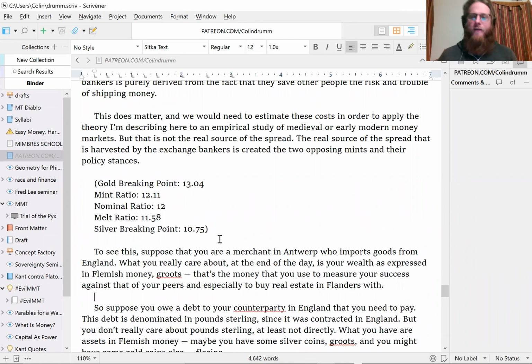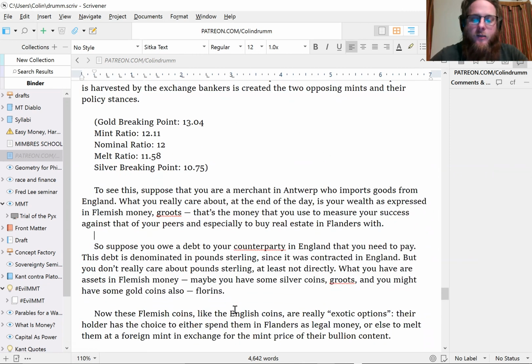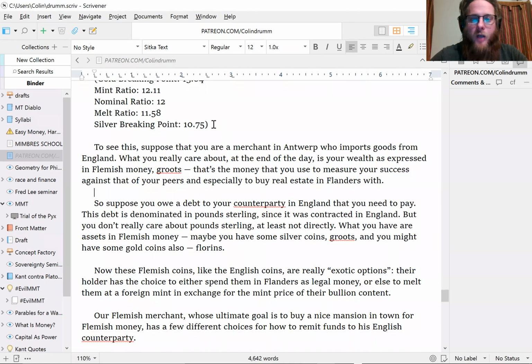As I said last time, we're now finally in a position to see that the profit of the exchange bankers is really a kind of seigniorage arbitrage. We'll see this by supposing that we're a merchant in Antwerp who imports goods from England. So I owe money to somebody in England. And what I really care about at the end of the day is my wealth as expressed in Flemish money, because that's how I measure my success.